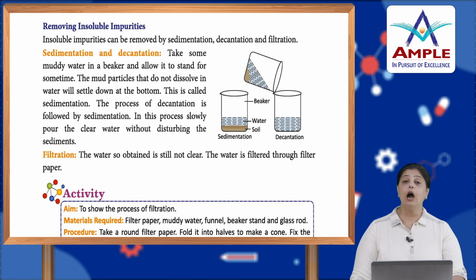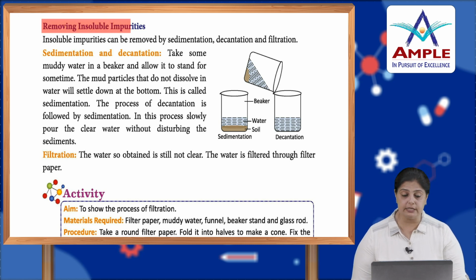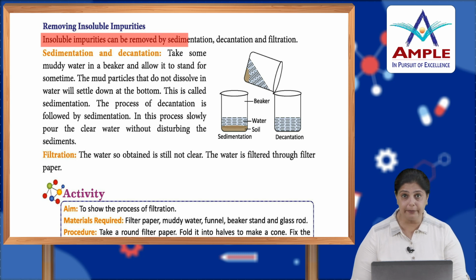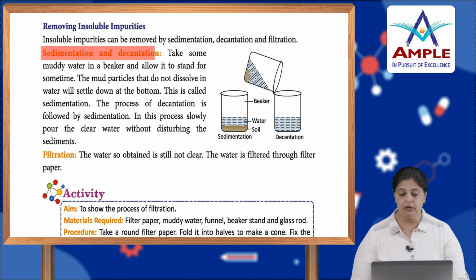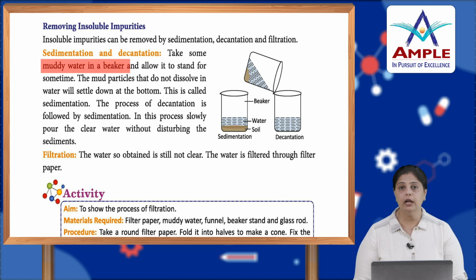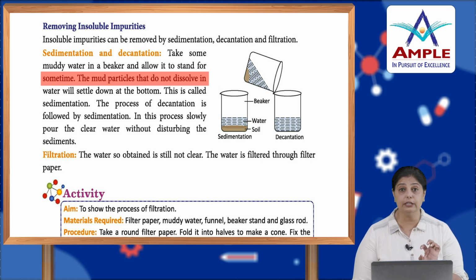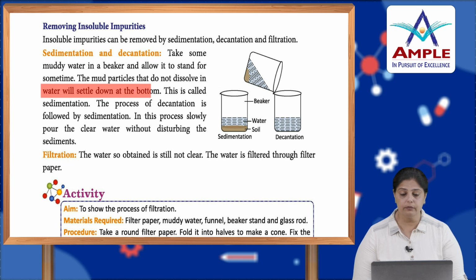Now, how do you remove the insoluble impurities? Insoluble impurities can be removed by the process of sedimentation, decantation and filtration. What is sedimentation and decantation? Take a beaker, add some muddy water to it and allow it to stand for some time. You will observe that the mud particles that do not dissolve in the water will settle down at the bottom, and this is called sedimentation.